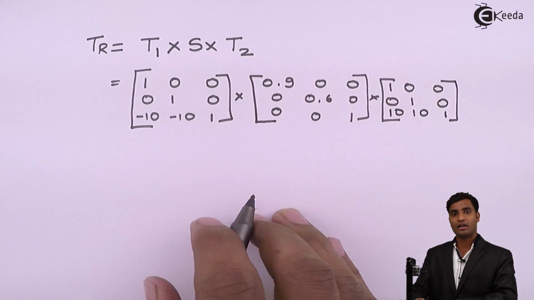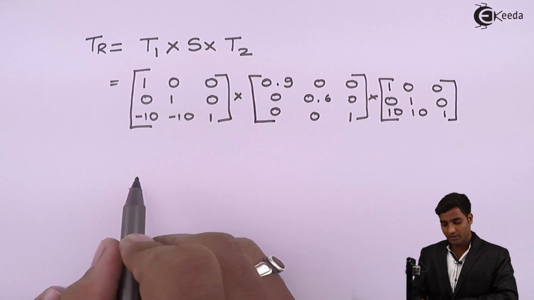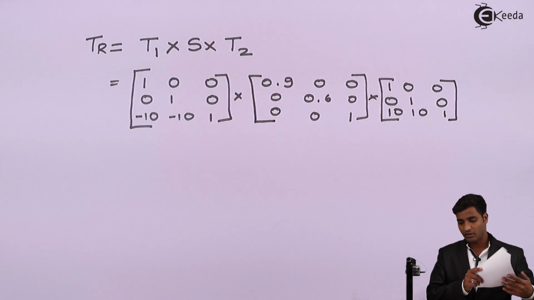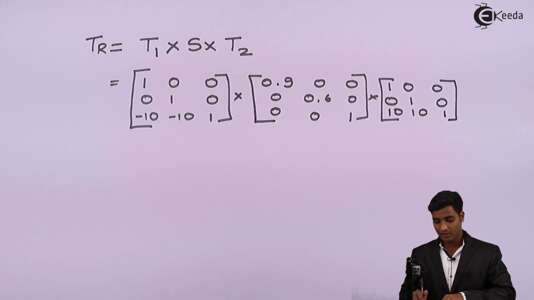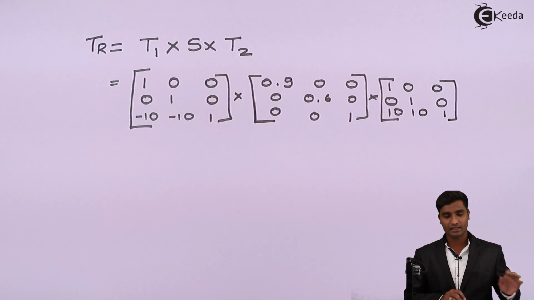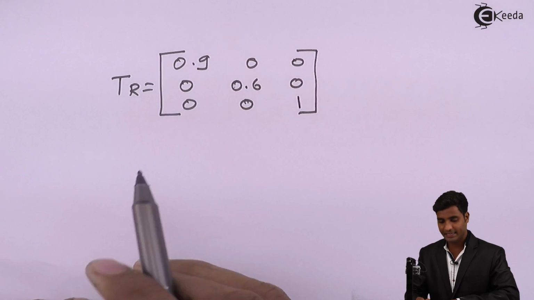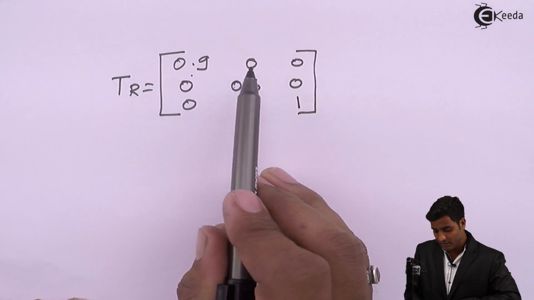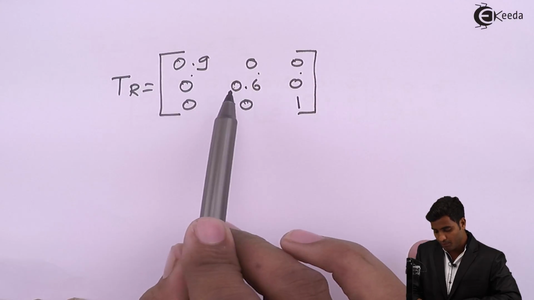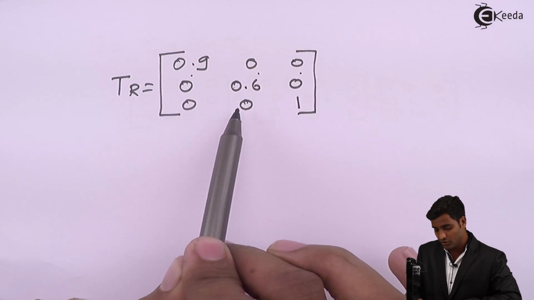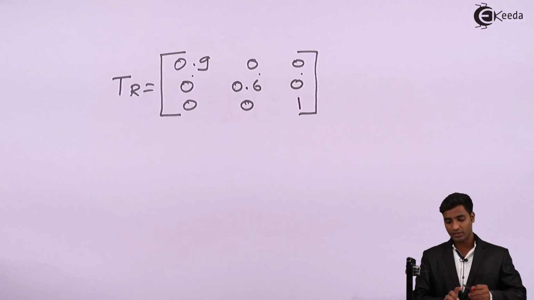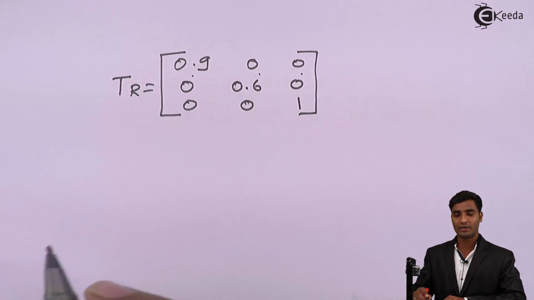So we have to multiply all these matrices. After multiplying all these matrices, we will get the solution. Tr is equal to 0.9 0 0, 0 0.6 0, 0 0 1. This is the solution, that is, this is the resultant transformation for the problem.